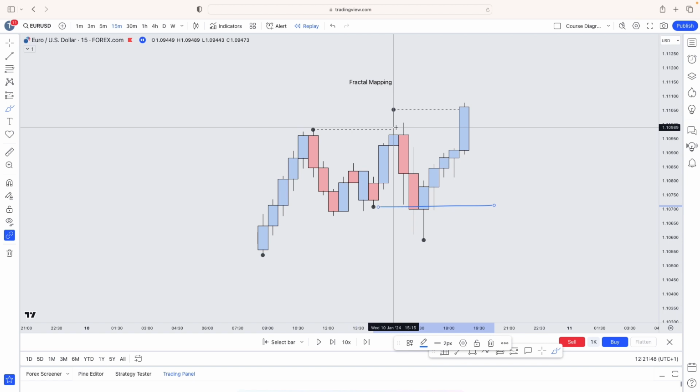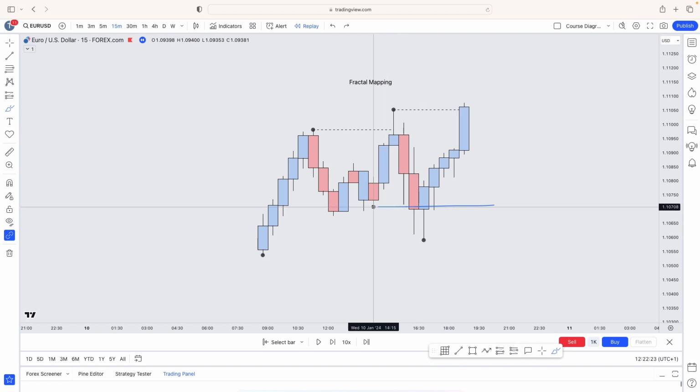Now we need to find where our fractal high is. What's the definition of our fractal high? Well, our fractal high forms when the following candle fails to break its high, okay? When the following candle fails to break the previous candle's high. So if we look at this blue candle here, what does the following candle do? The following candle fails to break this previous candle's high, okay? The following candle fails to trade above this break of structure candle here, which means we can map on this as our fractal high.